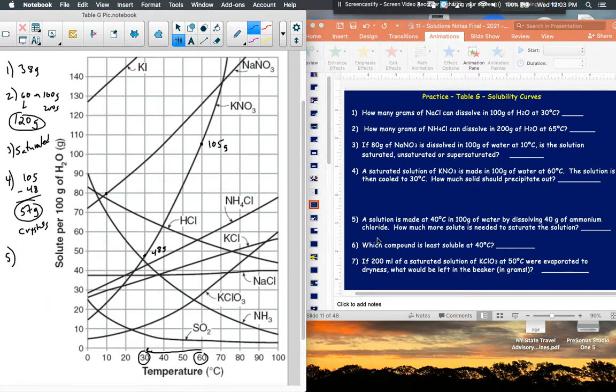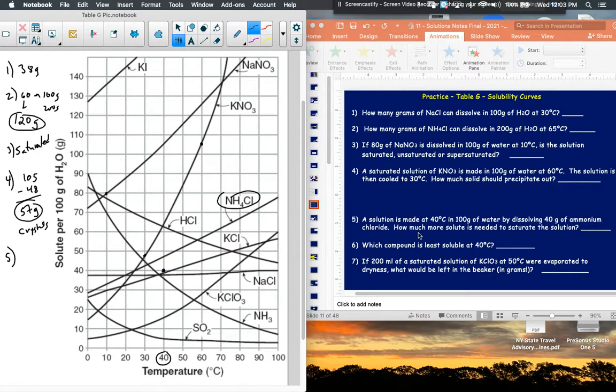Okay, and number 5, a solution is made at 40 Celsius, so we're going to go here. We'll erase what we got before. 40 Celsius is here, in 100 grams of water, by dissolving 40 grams of ammonium chloride. Ammonium chloride is this guy right here. So we're going to go 40, and it says that 40 is dissolved. So we're going to be right there. 40 in 40, 40 at 40.